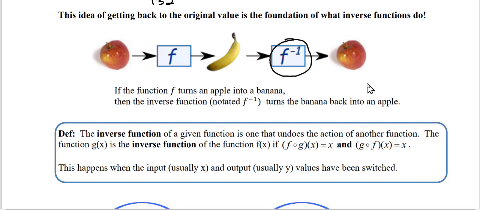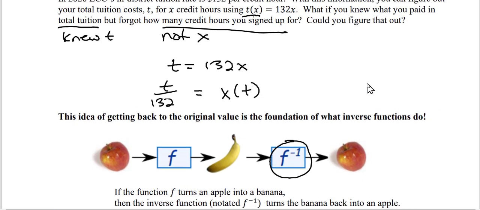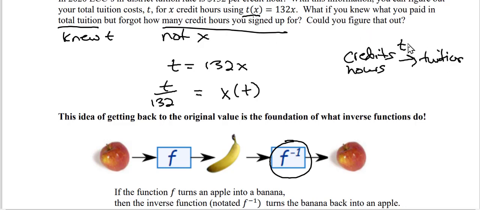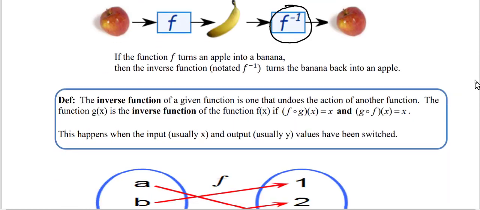So the way this relates to the tuition example is to say, okay, let's suppose you start with your number of credit hours and you get your tuition, right? Credit hours go to your tuition using this function here, this T of X. And then from there, you can go back to credit hours if you use the X of T, which would be considered the inverse of the T. Okay, so that's how this is relating.